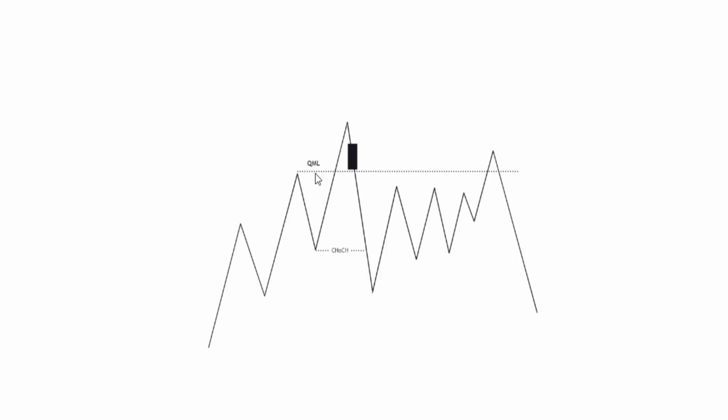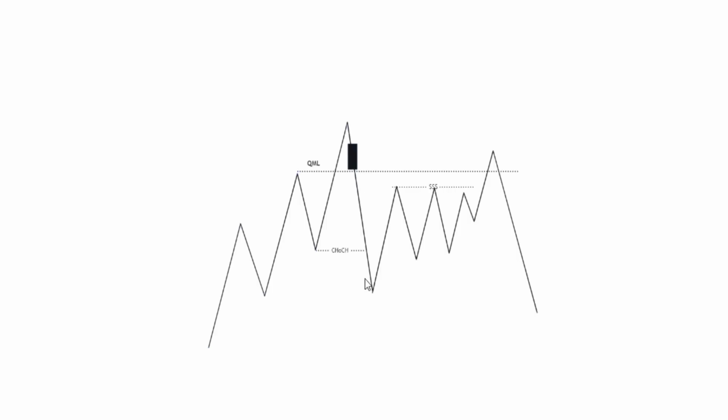Another important thing you should note and take into consideration is that there must be a build of liquidity before this QML level, just like the case we have right here. You can see price forming equal highs over here, and equal highs is another sign of liquidity. So when you see these equal highs, it's going to increase the probability of this setup playing out. So this is what we want to see.